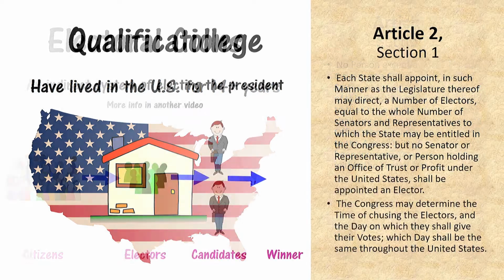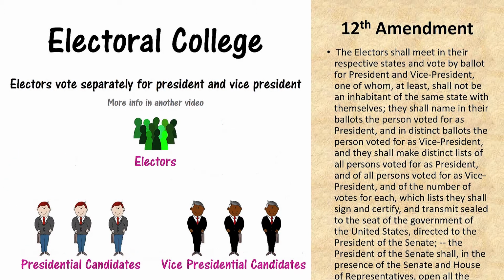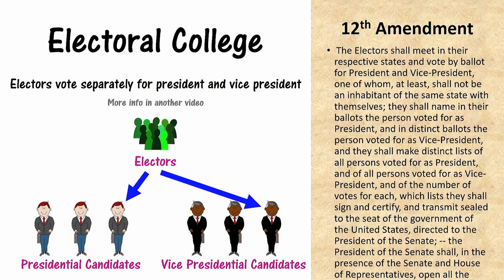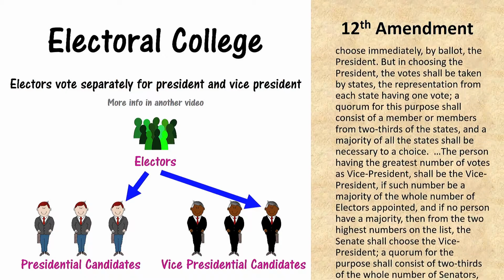Article 2 also establishes the Electoral College, which is an indirect system of electing the president in which citizens vote for electors, then the electors vote for the president. The presidential candidate with a majority of electoral votes wins the election. The 12th Amendment made a change to the Electoral College system so that the electors vote separately for president and vice president. For a detailed explanation as to why this has been an important change, check out another video.